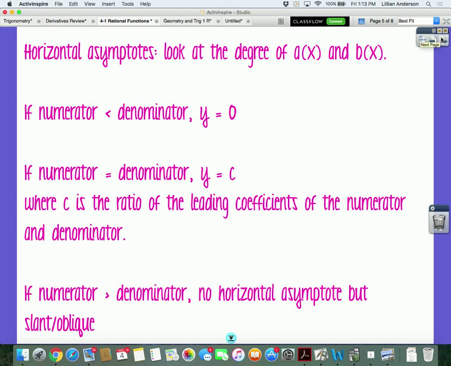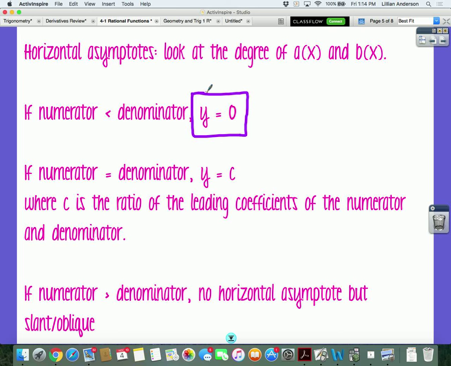Now, horizontal asymptotes. This can get tricky. You got to look at the degree of the a of x and b of x, so the numerator and the denominator. Degree means what? What's another word for degree? Exponent. So you got to look at the exponent, not just any old exponent, the highest power. If the numerator's highest degree is less than the denominator's highest degree, then your horizontal asymptote is y equals 0. Every time. Yes. If numerator is less than the denominator.